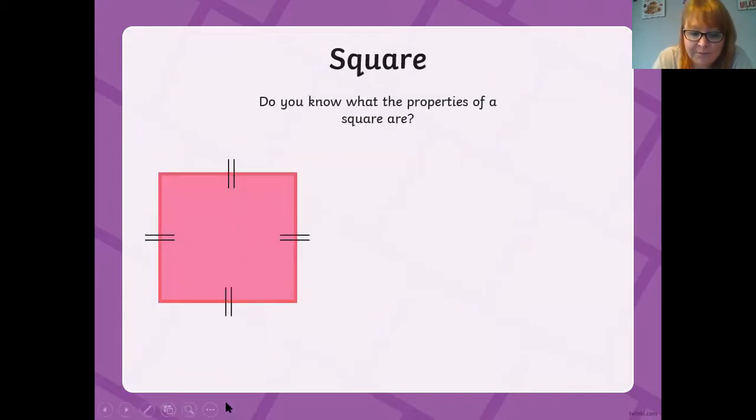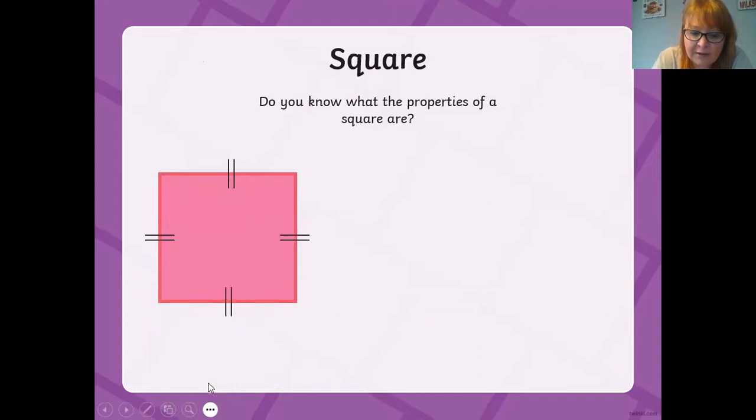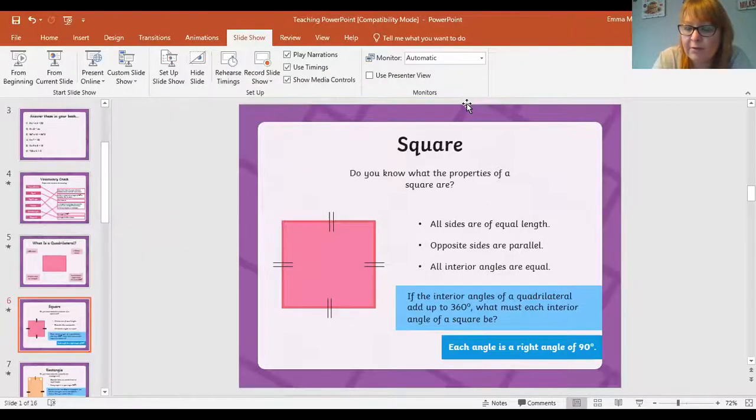So what we're going to do is, before I look at the properties on here with you, I'm going to stop sharing my screen, because it's all well and good having the PowerPoint up all the time, but sometimes it's just easier to have a look. So can you remember the name of this shape? It's got its four sides.